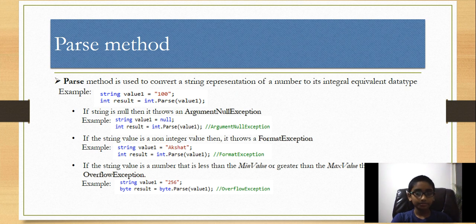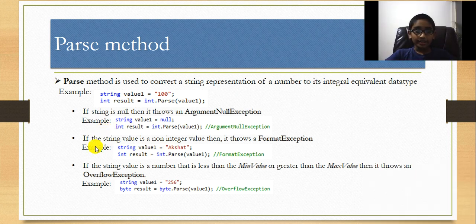If the string is a number that is lesser than the minimum value or greater than the maximum value, then it throws an overflow exception. For example, here I'm declaring a string and assigning it the value of 256, and then I'm declaring a byte variable and trying to parse the string.